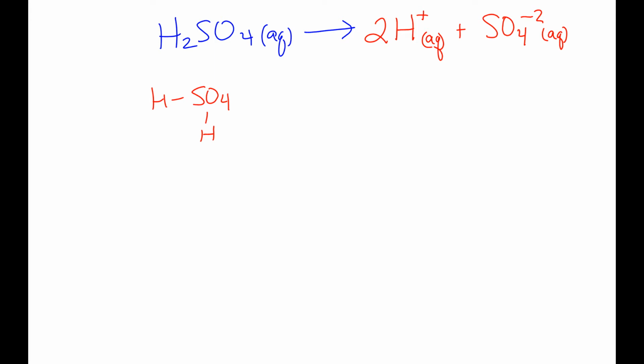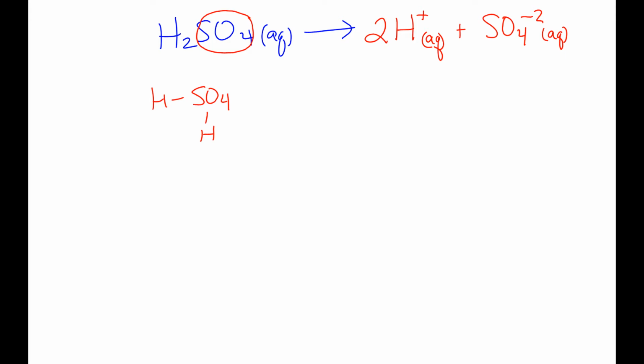Now, how did I know to keep the SO4 together? Well, I recognize this as a polyatomic ion. So you're going to have to be able to recognize the polyatomic ions, unfortunately. If you see more than two elements, so if this one had 3, you know a polyatomic ion is involved. Okay, let's try another example.